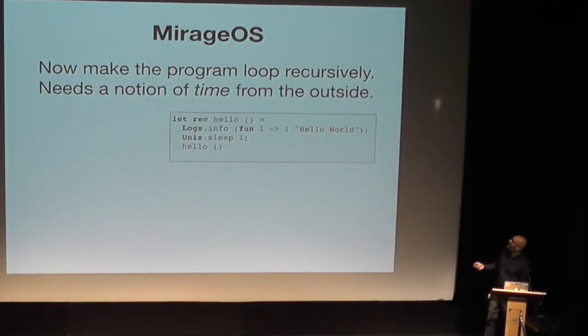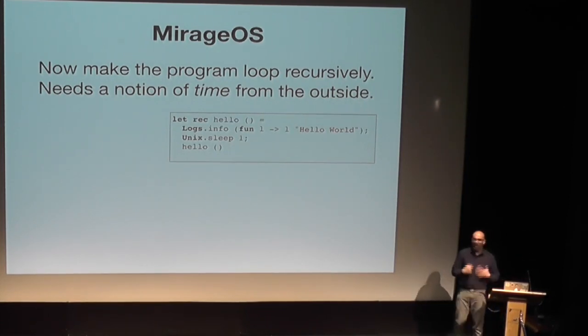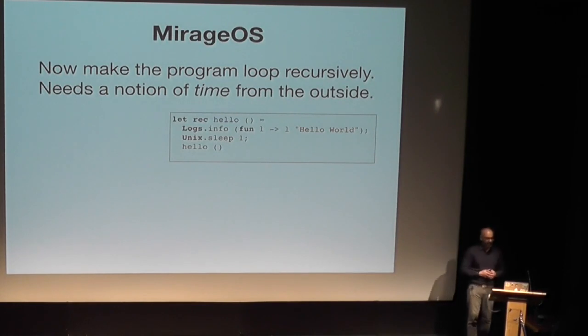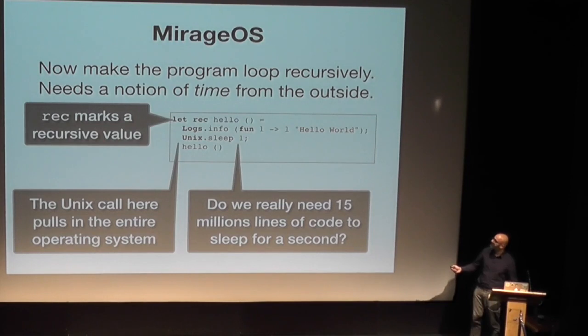So now what we do is we want to just make our hello world loop recursively. So the first program, all it needed to know was it just printed to the console. It didn't do very much at all. But now we want to introduce the notion of recursion, where I can take my logs call, I'll sleep for a second, and then I'll loop back to hello again. And the rec here simply says that this value can be marked as a recursive value.